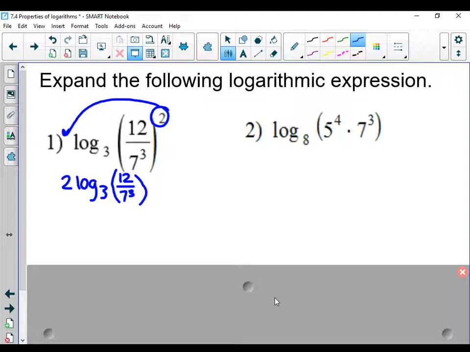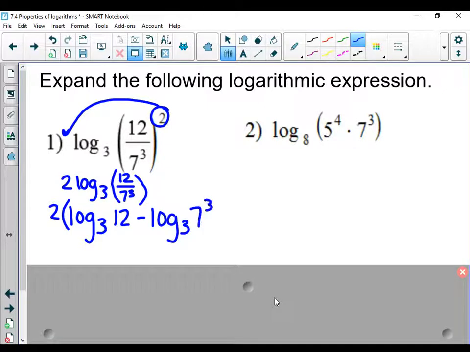All right, look inside the parentheses. What's the big operation that's happening there? Division. How do we separate division? Subtraction, okay? So we're just going to continue to expand this. I'm going to use parentheses. So log base 3 of 12 minus log base 3 of 7 cubed.